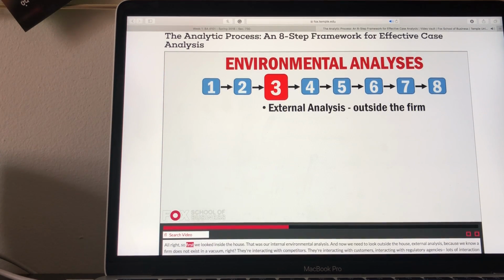All right, so first we looked inside the house. That was our internal environmental analysis. And now we need to look outside the house, external analysis. Because we know a firm does not exist in a vacuum, right?